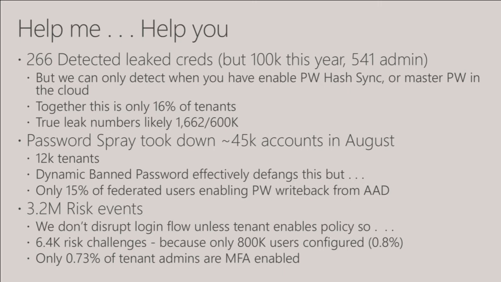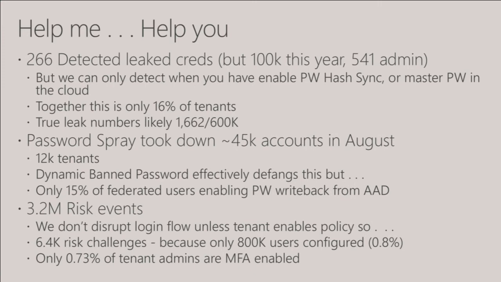We detected 3.2 million risk events. We challenged 6.4 thousand of them, because that's all the ones that had policy that allowed us to do the challenge. The rest of them we just reported on. Think about that. Essentially, of the 3.2 million risk events, 3.2 million of them went through, right? I mean, you subtract 6,000 from 3.2 million, you get 3.2 million, right? So please, we've given you the playbook here. This is a step-by-step instruction guide on how to protect your organization.